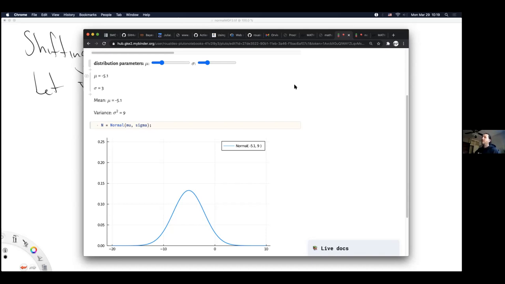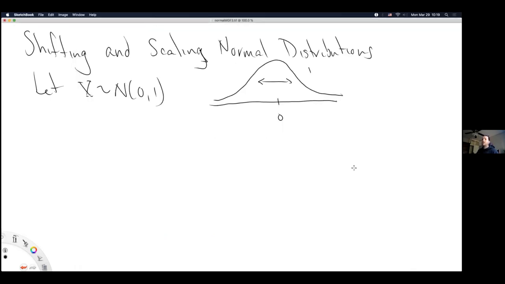Okay, so this web page should help us visualize shifting and scaling of distributions. Shifting happens like this. If you take some constant, let's call it A, and add it to X, then you're going to get a new normal distribution centered at A with the same variance as before. So just 1.